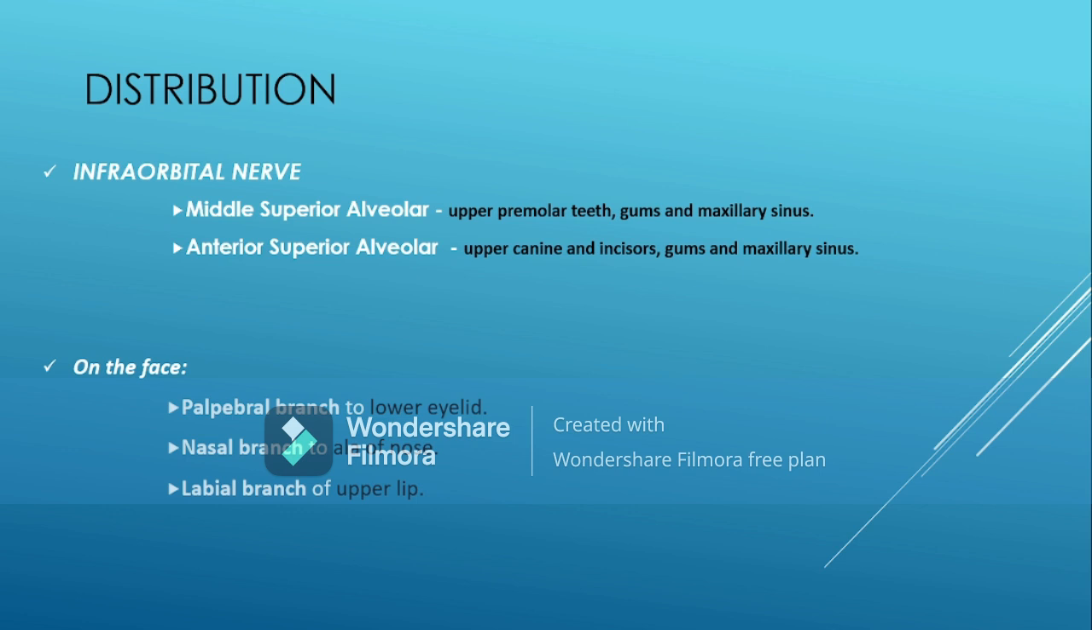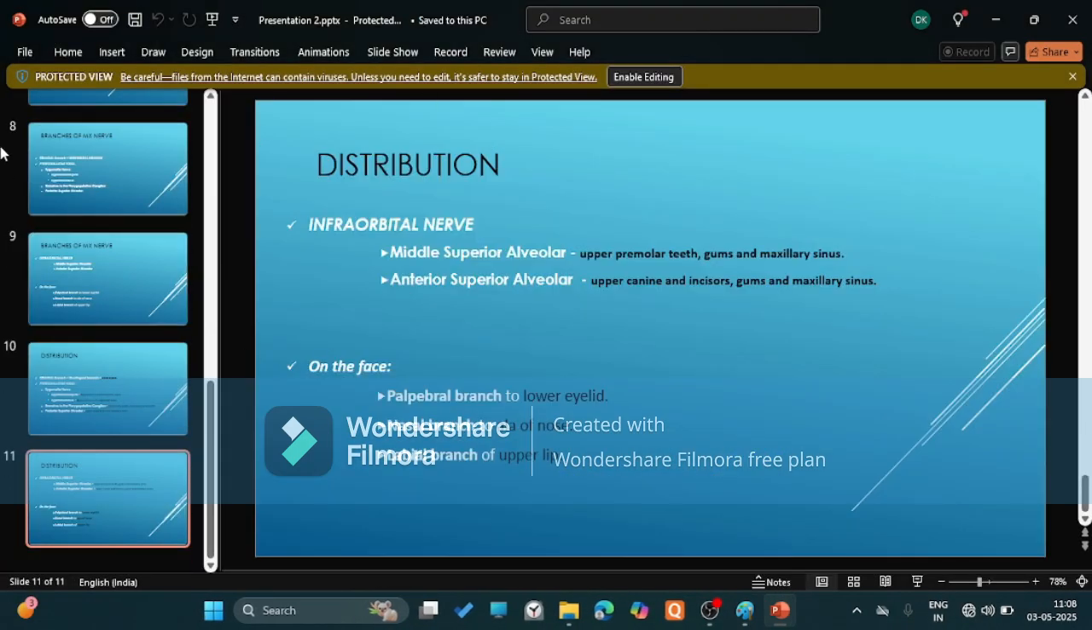Now the palpebral branch, by the name you can understand, supplies the lower eyelid. The nasal branch supplies the ala of the nose, and the labial branch supplies the upper lip. From the words only you can remember: palpebral means lower eyelid, nasal means nose, so ala of the nose, and labial means the lip, in this case the upper lip. Now this is the end of the maxillary nerve.